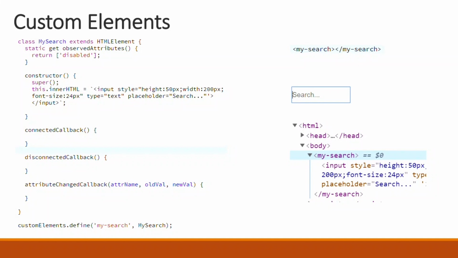This is how it looks in the browser. So you have this search box, and this is the Chrome developer console, how it looks. So this tag appears here. Under body, you have a my-search, and you have this input here. That's it. So now you are able to create your own HTML elements, and you can just register it once and use it as many times as you want.